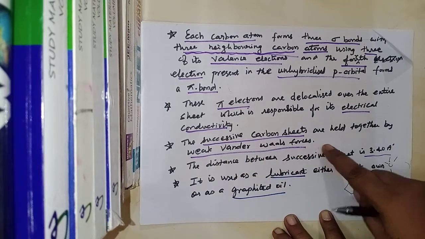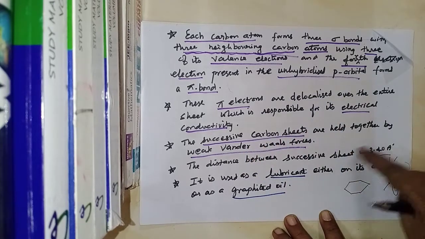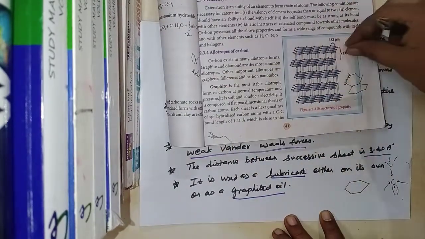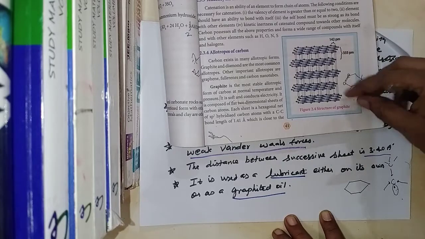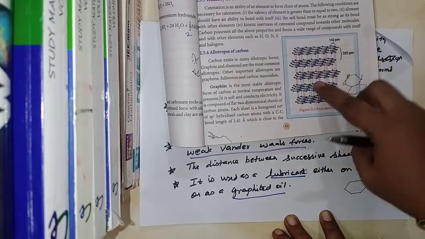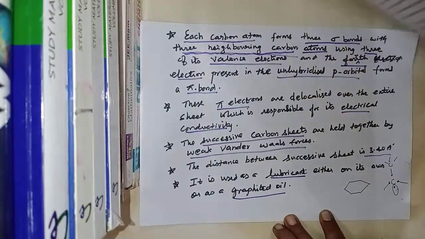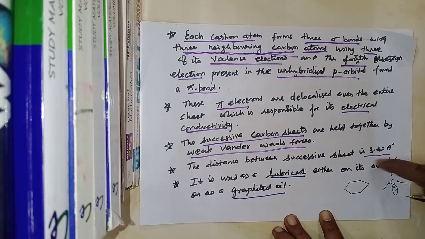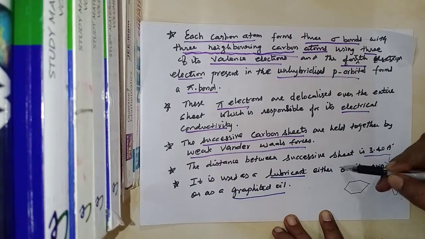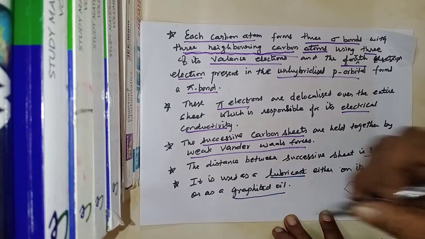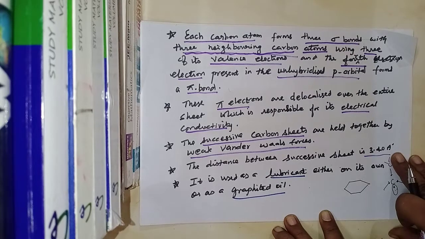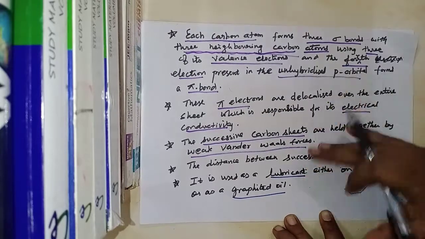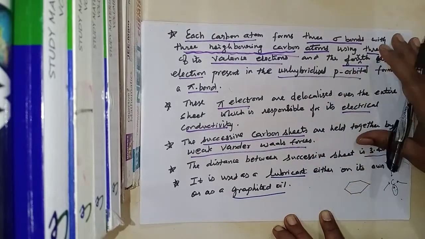The successive carbon sheets, sheet 1, sheet 2 and more, are held together by weak van der Waals forces. The distance between successive sheets is 3.4 angstroms. Graphite is used as a lubricant, either on its own or as graphite oil. These are some of the important points about graphite.